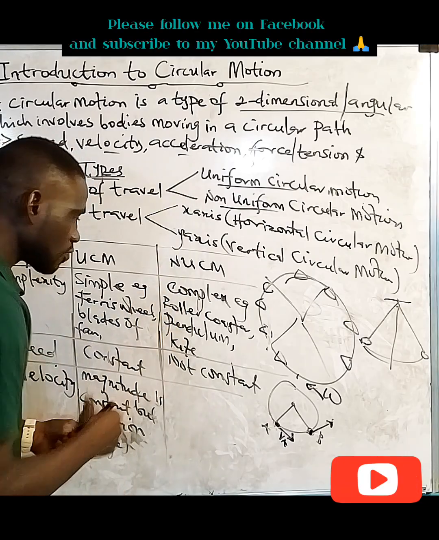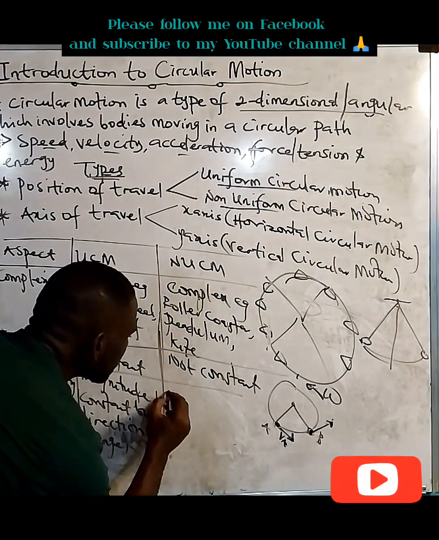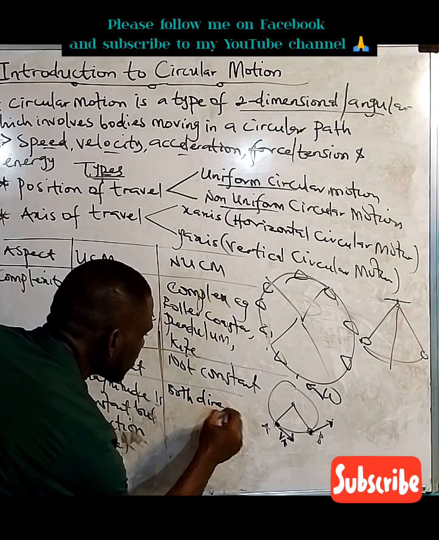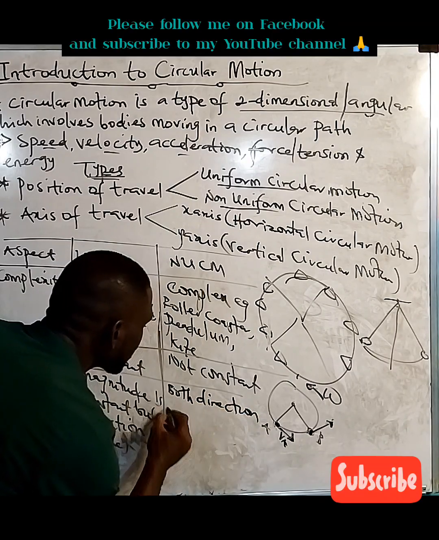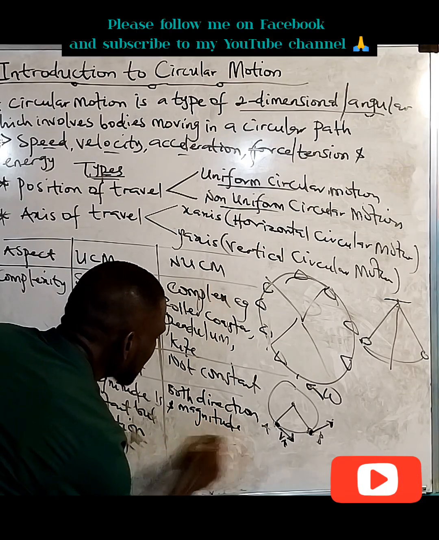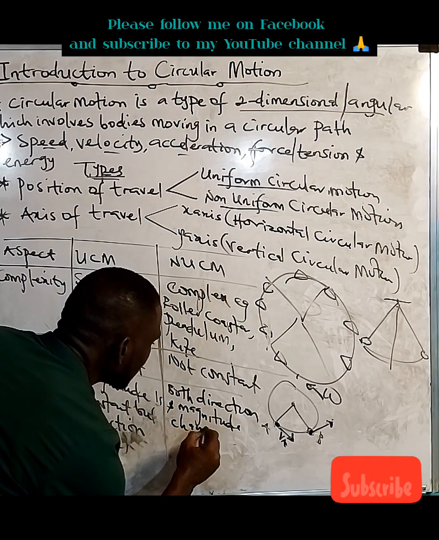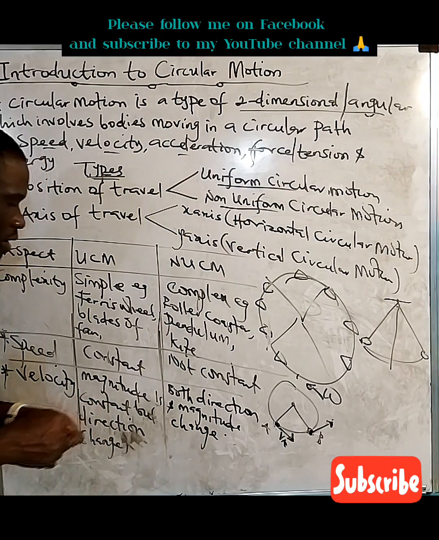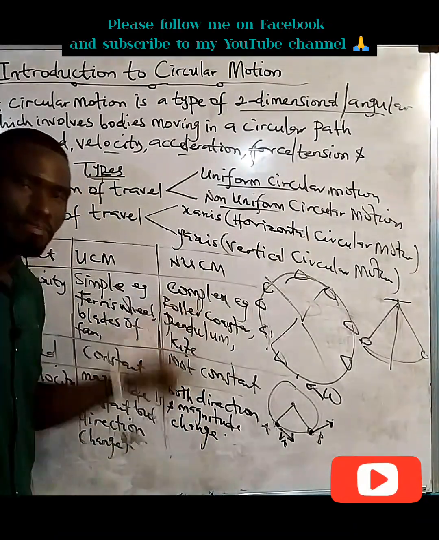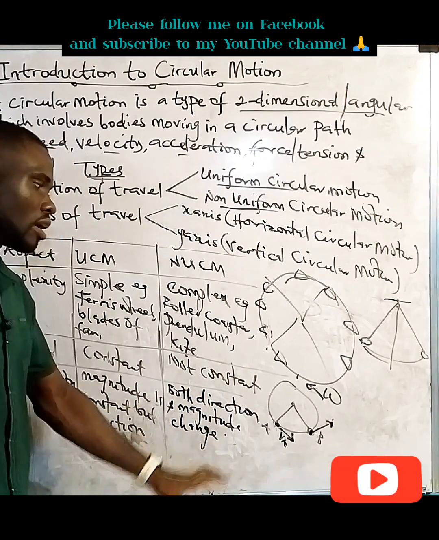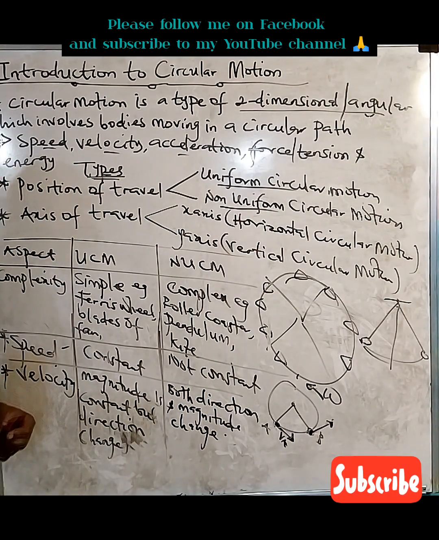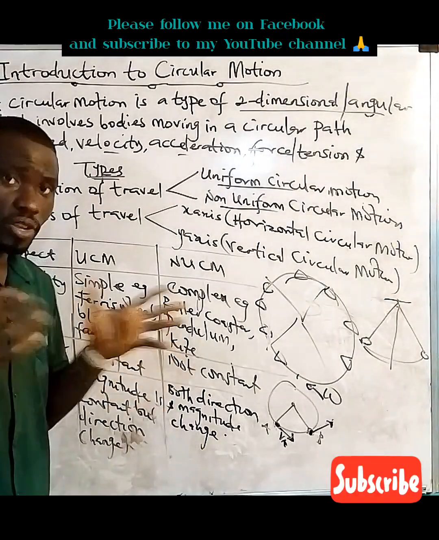Now, when it comes to non-uniform circular motion, both direction and magnitude change. Both direction and magnitude change. So there's a change in both direction and magnitude of velocity. Now, don't forget, there's a big difference between speed and velocity here. I'm very sure we understand what we're talking about here.